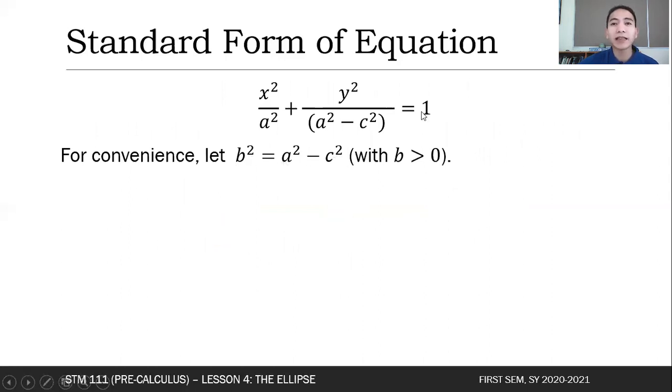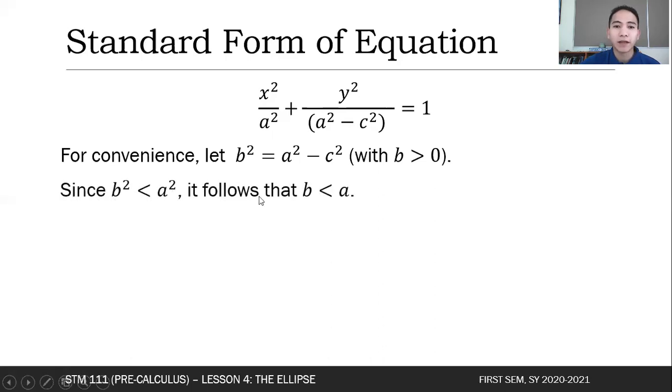Okay? So we want the simple lang ating standard form, di ba? Na walang masyadong maraming notations. Okay? Na ito, complicated a squared minus c squared. So gawin na lang natin siyang b squared kung saan yung b ay greater than 0. Okay. So since b squared is less than a squared, it follows that b is less than a. Kasi di ba, yung kalahati ng major axis ay mas mahaba sa kalahati ng minor axis. So it makes sense here.